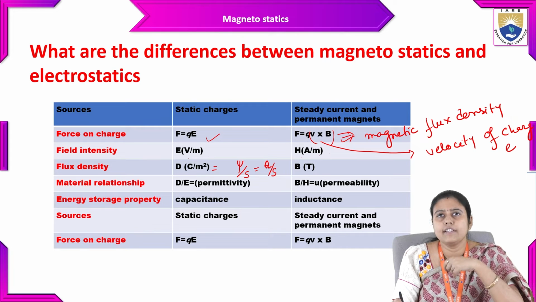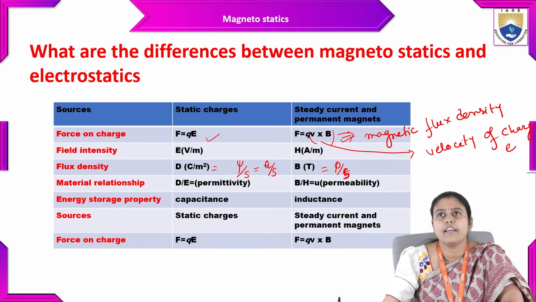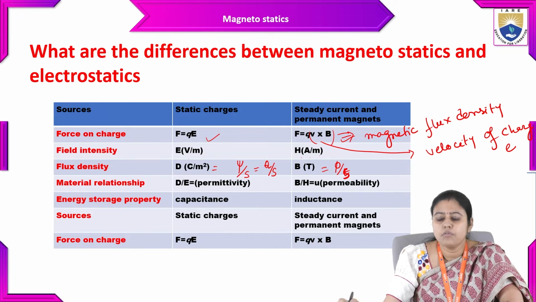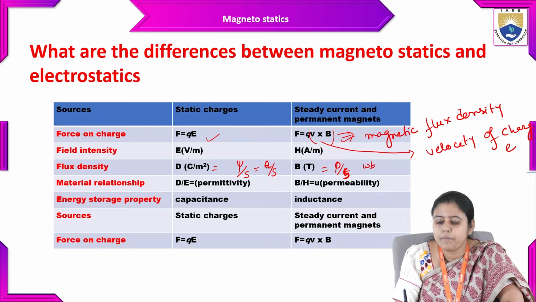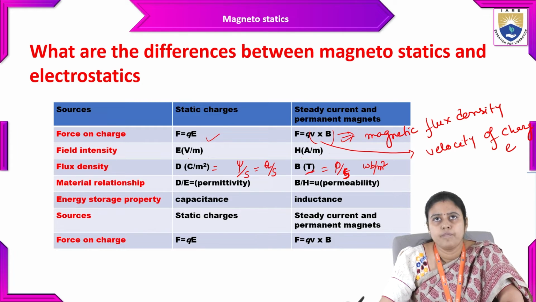On the other hand, the flux density in the magnetic field is B, and we can write it as phi by S. What is phi? Phi is the magnetic flux. So what is the unit? The unit is either Weber per meter square, or we can call it Tesla.